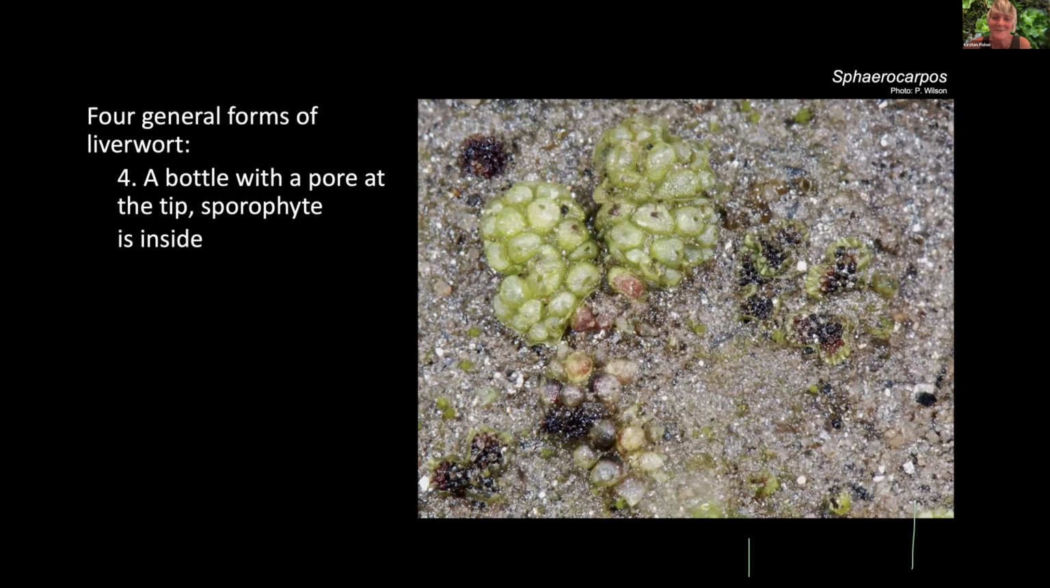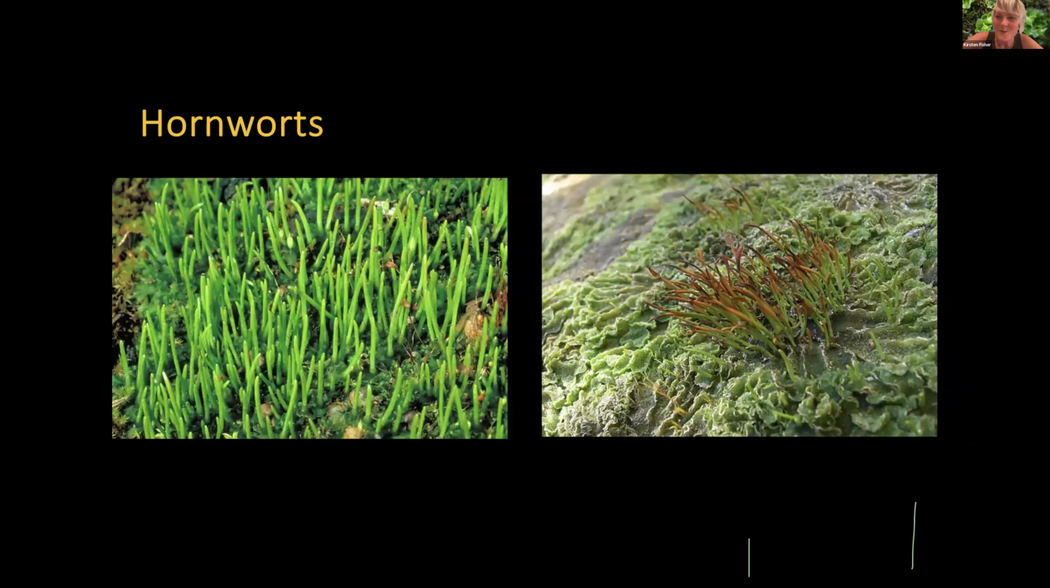And they're actually kind of easy to find if you're ever in a gross strip mall parking lot. If there's a little bare dirt patch in the shade, that kind of situation, that's where you'll find these guys growing. All right, finally, the hornworts are really interesting.